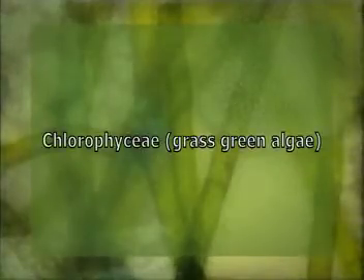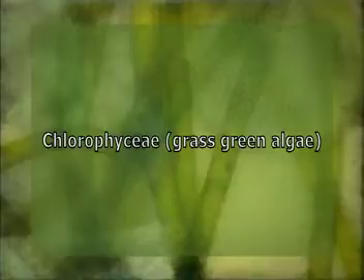Presently, algae are treated as a division and divided into 11 classes. Among these 11 classes, Chlorophyceae, which is also known as grass green algae, are of special interest because they are one of the largest and diverse groups of algae with more than 425 genera and 7,000 species.